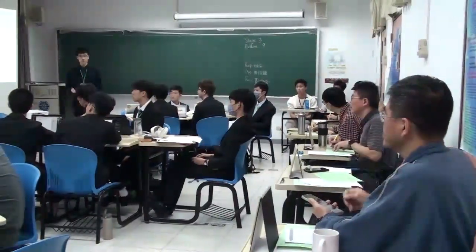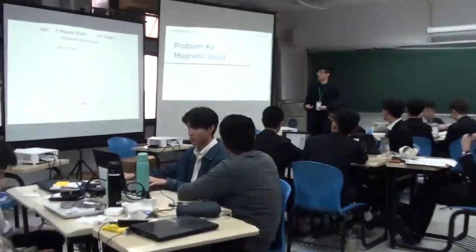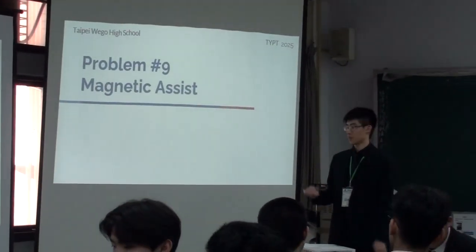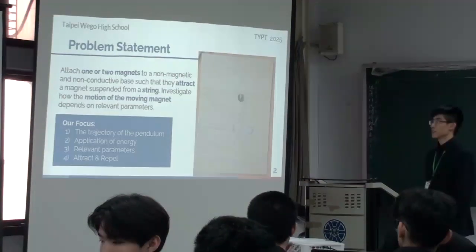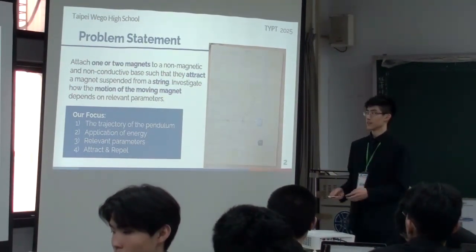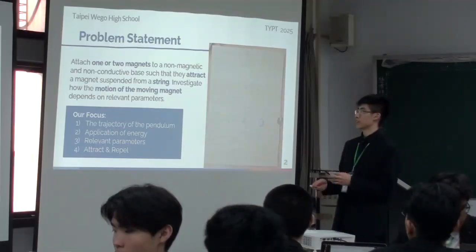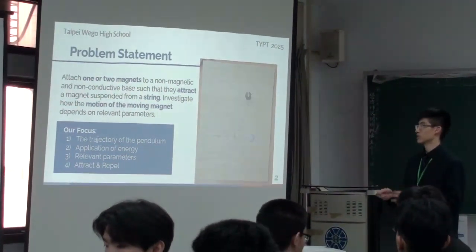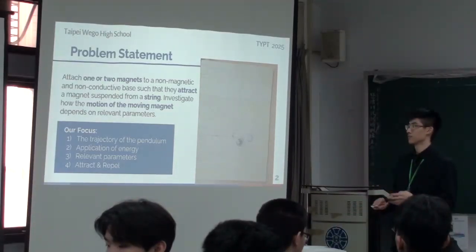So, honorable judges and worthy opponents, this is Team TYPT, and I'm going to report Problem number 9, Magnetic Assist. This is the problem statement: attach one or two magnets to a non-magnetic and non-conductive base such that they attract the magnet suspended from the string. Investigate how the motion of the moving magnet depends on relevant parameters.